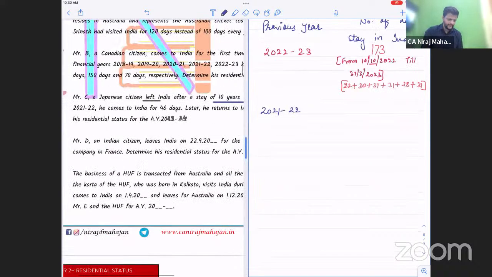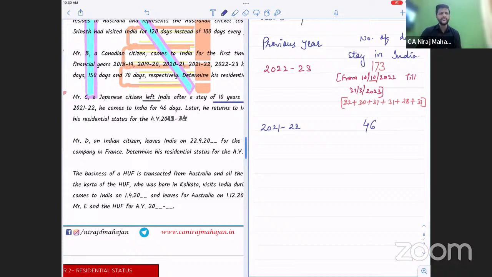What about 21-22? Have they given you the ready-made number of days? They have given you ready-made 46 days. Clear till here? So one thing is for sure, for 21-22 he is NR. As soon as any number is less than 60, he is NR. This is the clarification you're getting. Clear?